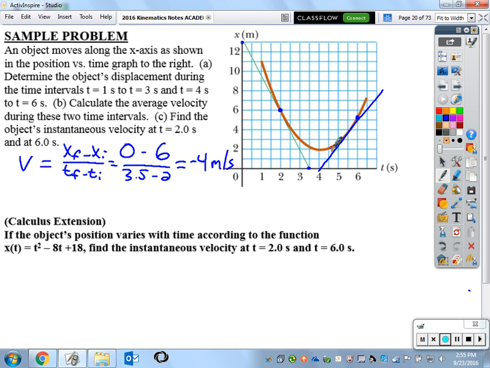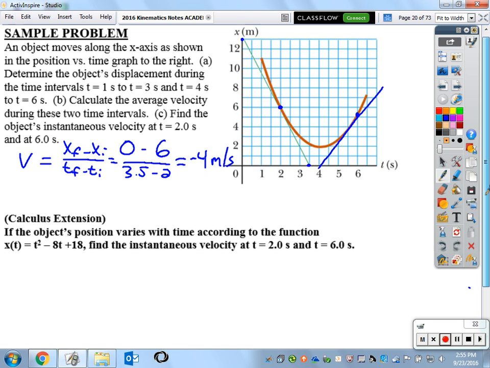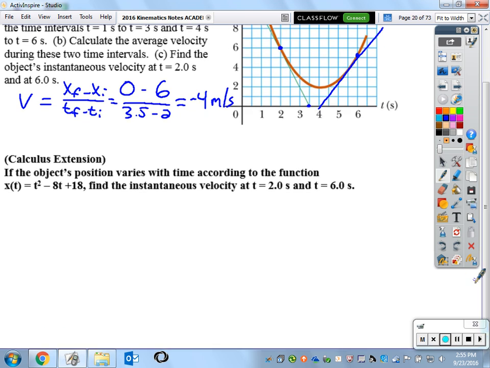Any questions with what we've done so far? Yes? No? Maybe? Good. Now let's go down to the calc extension. Just curious, by show of hands, how many of you are either in or have taken AB Calc or BC? Okay, good. Now, for those of you that aren't in a calc class or have taken a calc class, I don't want you to stress over this because this actually is a lot easier than what it seems.